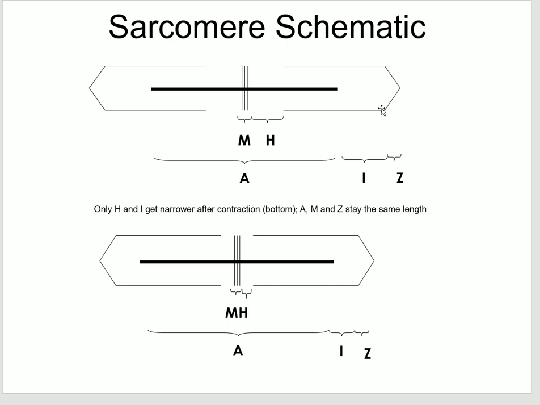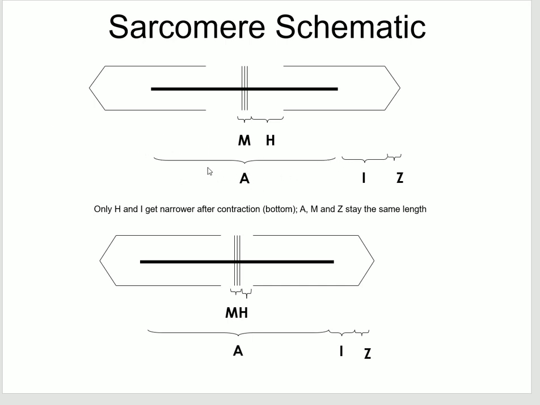So that's the Z line we already talked about. The I band gives you a light stripe. When you look at a sarcomere, you see a bunch of stripes: dark stripes, light stripes, dark stripes, light stripes. When you zoom out and look at a sarcomere, what creates those stripes are A bands and I bands. An A band gives you a dark stripe.